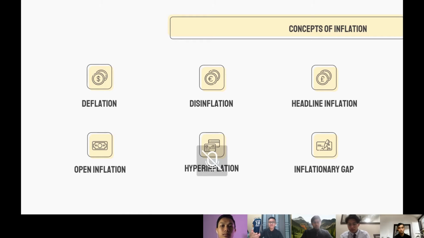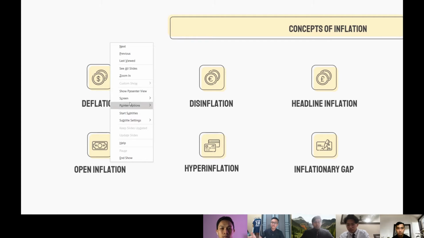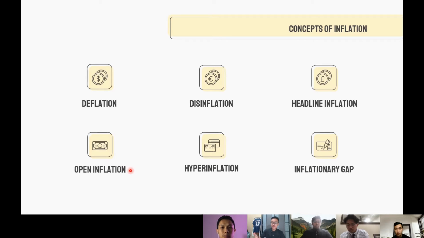Alright, moving on to open inflation. Inflation is said to be open when the government and the monetary authorities of a country do not take any measure to control the spending of the people. The people spend their money freely. As a result, there occurs a sharp rise in demand and prices. If the people are allowed to spend their larger incomes on goods freely, prices will continue to rise sharply. That's all for open inflation.